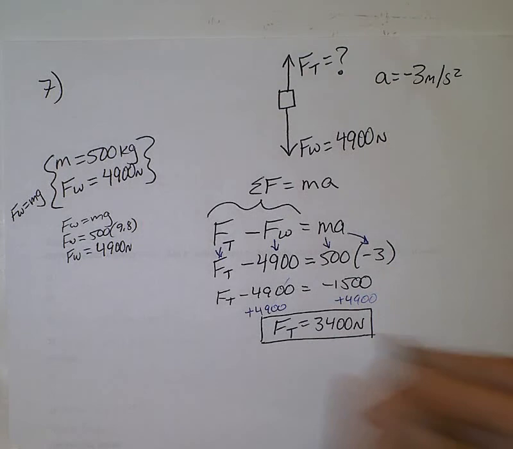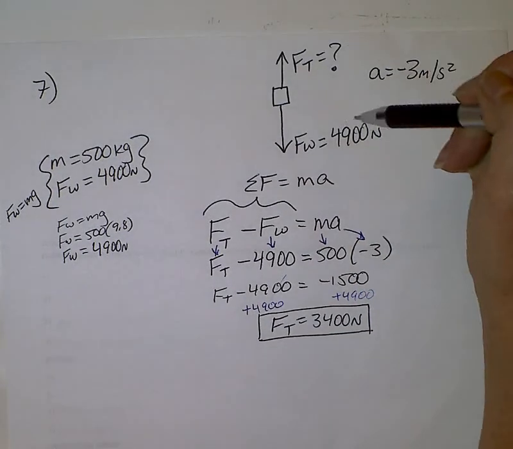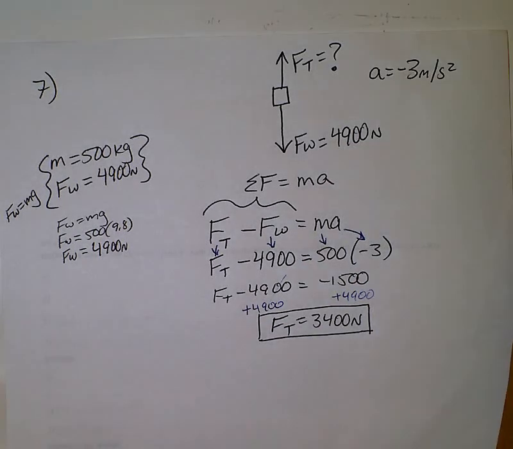Which makes sense. 3,400 newtons pulling up, 4,900 pulling down. They are unbalanced. They're unbalanced in the down direction. Unbalanced forces means there is an F net, which means it will accelerate, and it'll accelerate going down. In this case, negative 3.